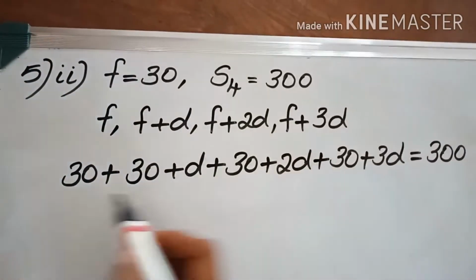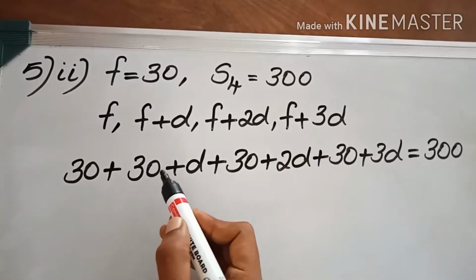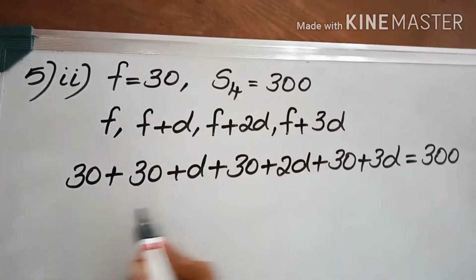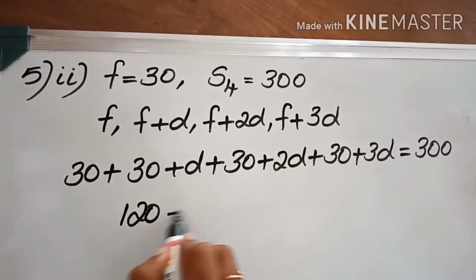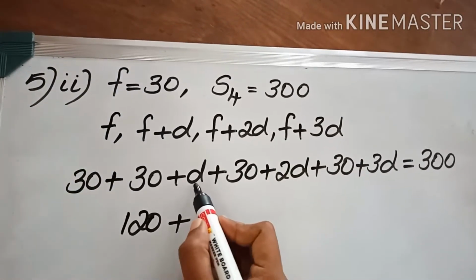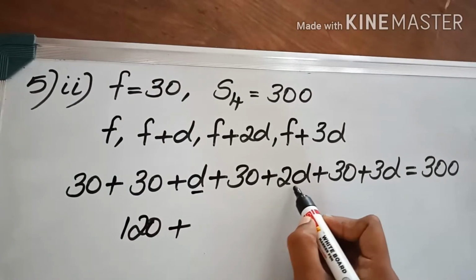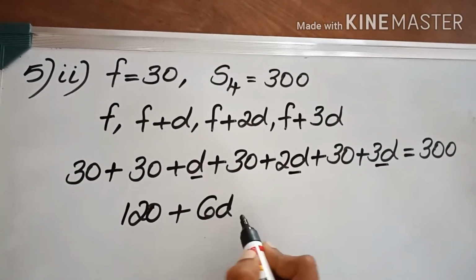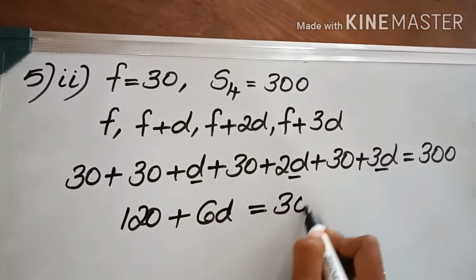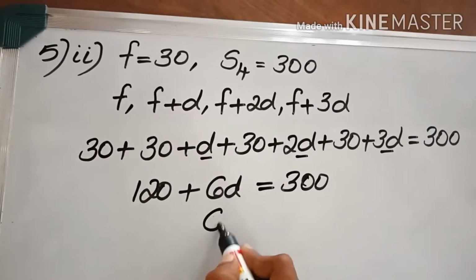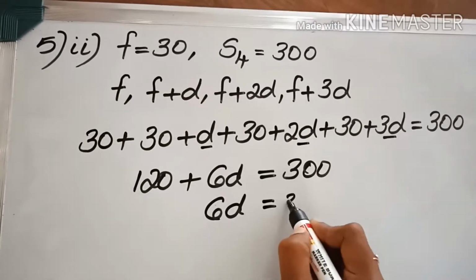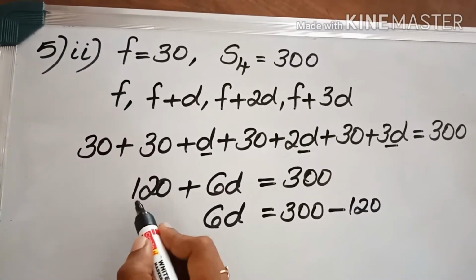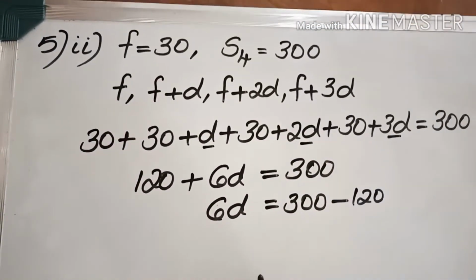Now add all these. 30 plus 30, 60. 60 plus 30, 90. 90 plus 30, 120. So 120 plus how many d's here in total? 1 d here. d plus 2d, 3d. 3d plus 3d, total 6d. Answer equal to 300. Then 6d equal to 300 minus 120. 120 here is positive, so to come to this side it will be minus 120.